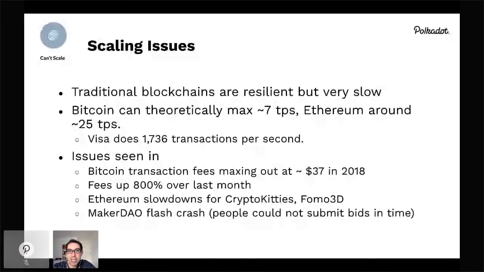For a while in 2018, the average price someone was paying to use the Bitcoin network to send any amount of money was $37. And in fact, over the last month from today, fees on Bitcoin are up over 800%. So it's over $5 last I checked. And we've seen similar issues on Ethereum, where when there are popular applications, there's only a limited amount of space for these transactions to go through, and we get a lot of different problems that can even cause people to lose money on these applications.